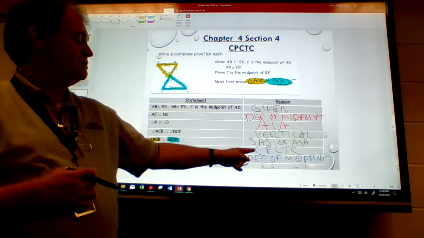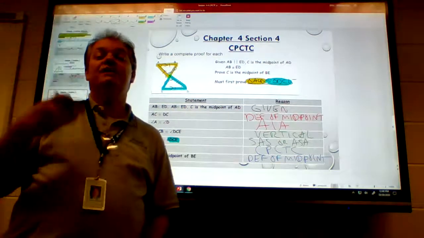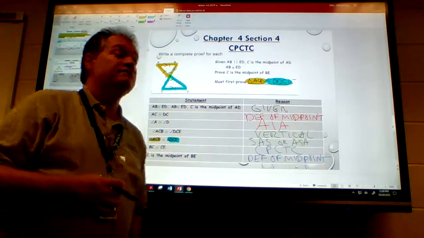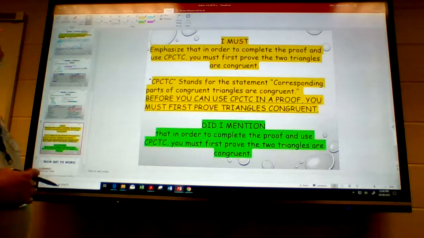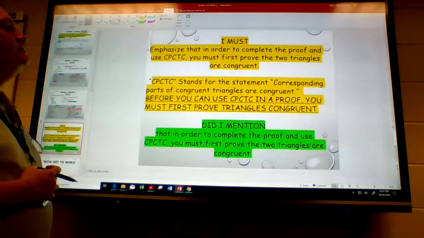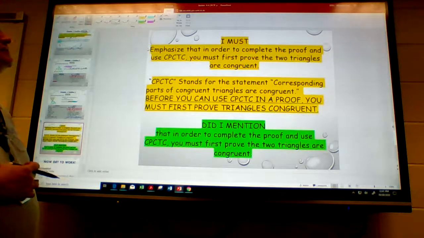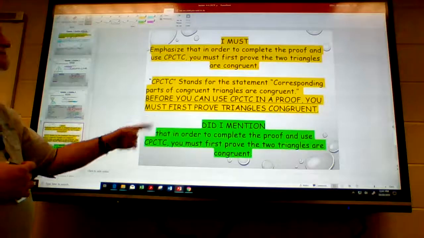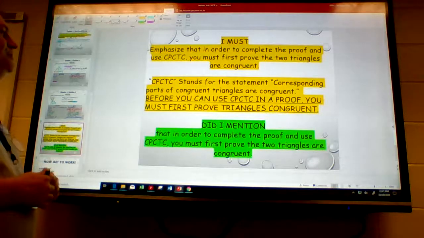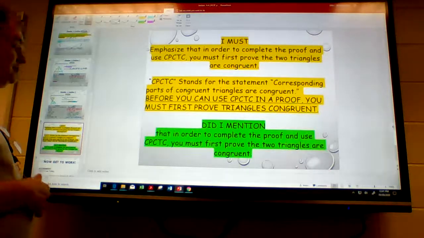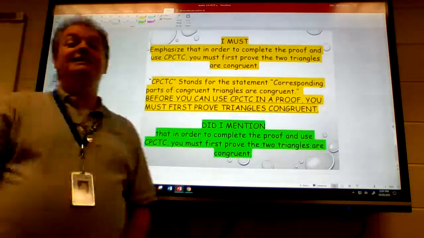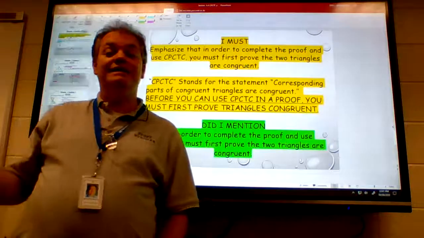Corresponding parts of congruent triangles are congruent until after I prove that the triangles are congruent to one another, which is right here. I must emphasize that in order to complete the proof and use CPCTC, you must first prove the triangles are congruent. CPCTC stands for corresponding parts of congruent triangles are congruent. Did I mention that in order to complete the proof and use CPCTC, you must first prove that the two triangles are congruent? Okay, so I emphasized it several times. So you get the idea of how it works?